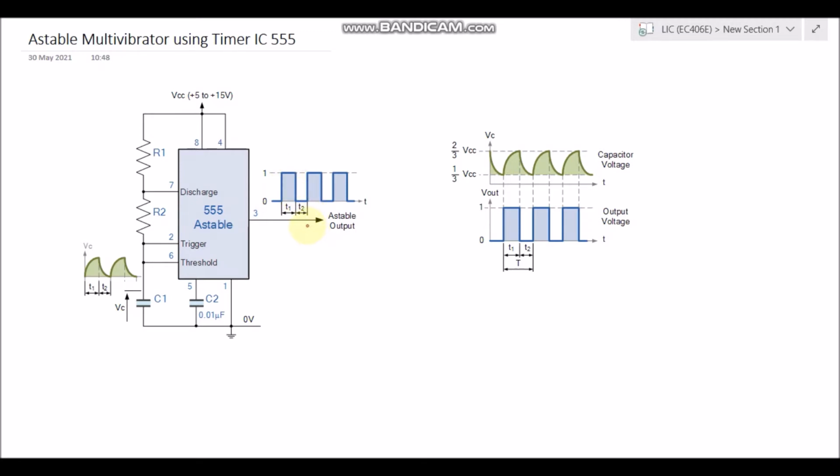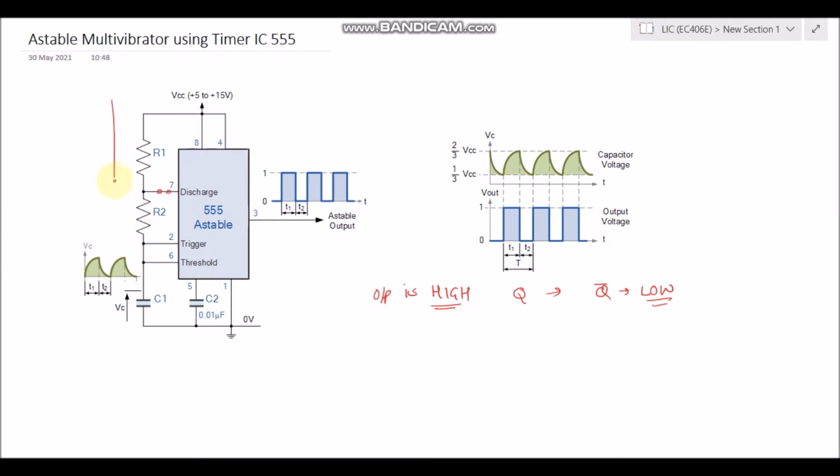So we need to assume some state at the moment. Let us say initially I assume that the output is high for the time being. As we know, when the output is high, the internal discharge transistor which is connected to Q bar will be low. And when the base of that transistor is low, that transistor will be off. So when the transistor is off, it means this pin 7 will act as an open circuit, and thereby this capacitor will get a path to charge.